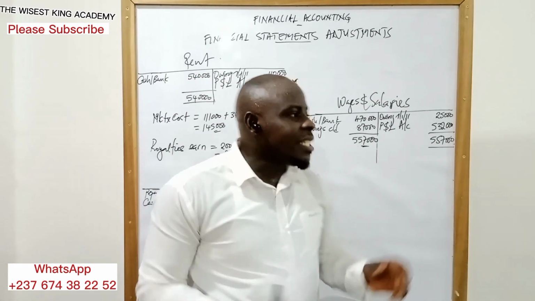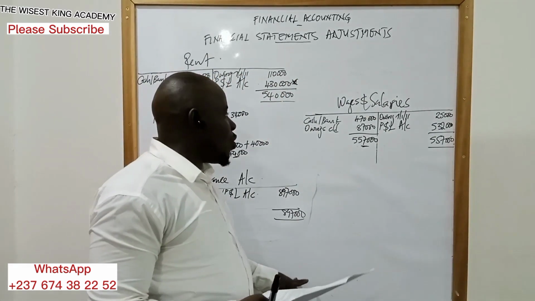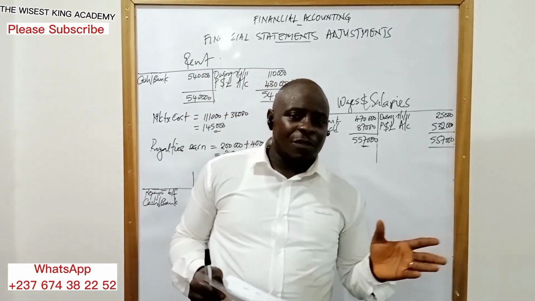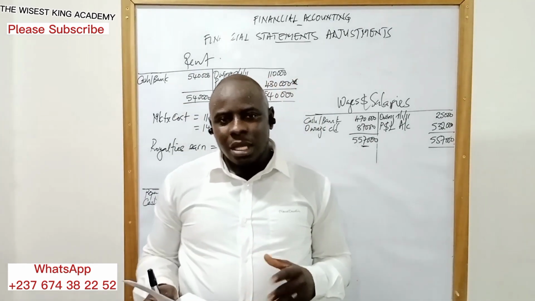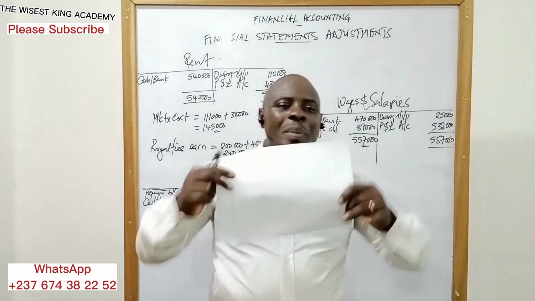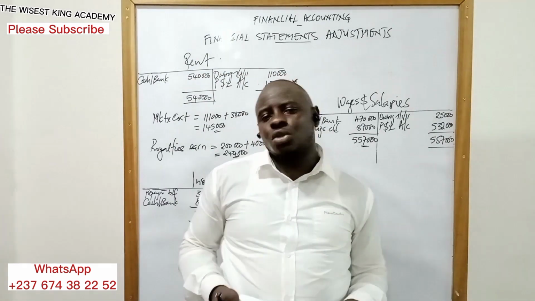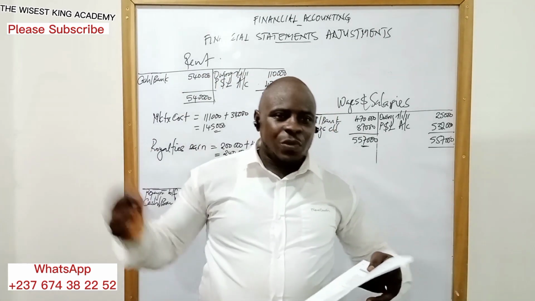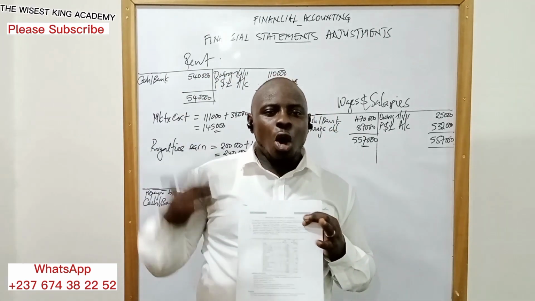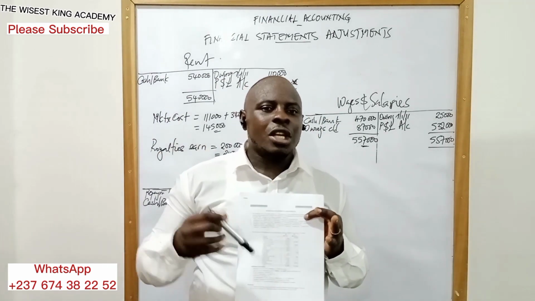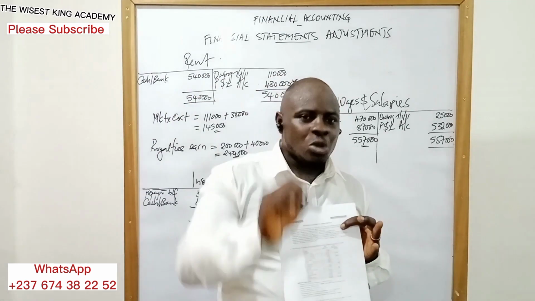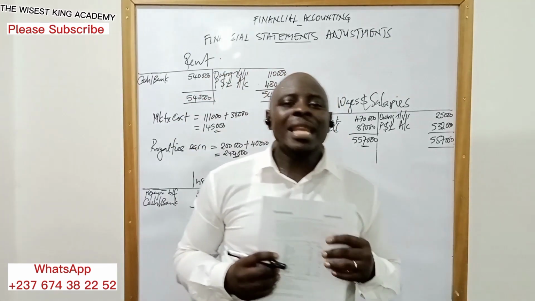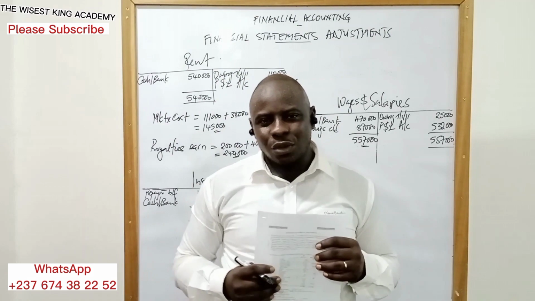So this is actually a minor example on how to calculate the expenses and income due for the period given prepayments and accruals. Now we are going to take complete examples. I'm going to end this video at this level. And in the next video, I'll be solving complete questions on adjustments, doing the adjustment, preparing the income statement and the statement of financial position. So please move to the next video.